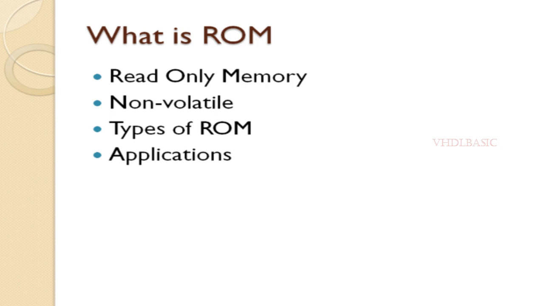In terms of volatility, RAM is volatile memory, meaning that it requires a constant power supply to retain the data. When the power is turned off, data stored in the RAM is lost. ROM, being non-volatile memory, retains its data even when the power supply is removed. The data stored in ROM remains intact across the power cycles.